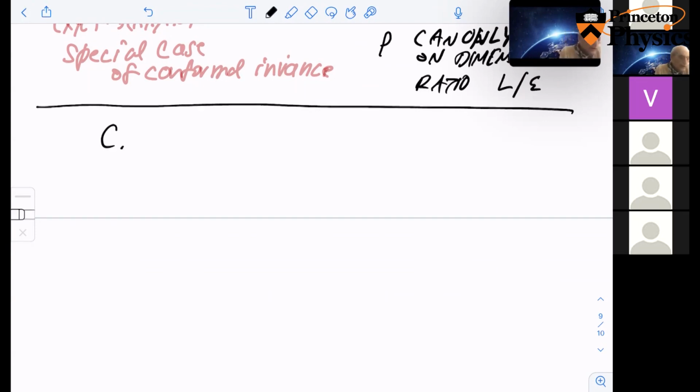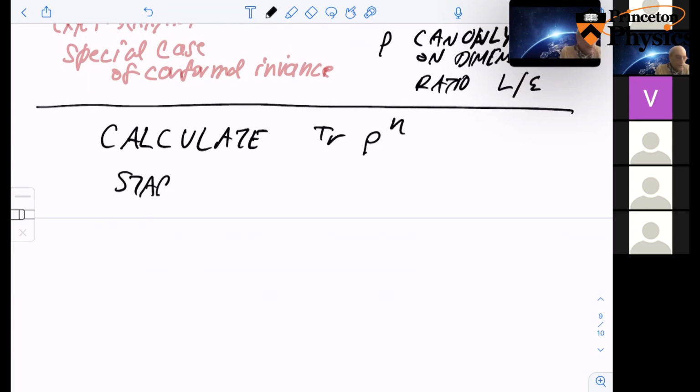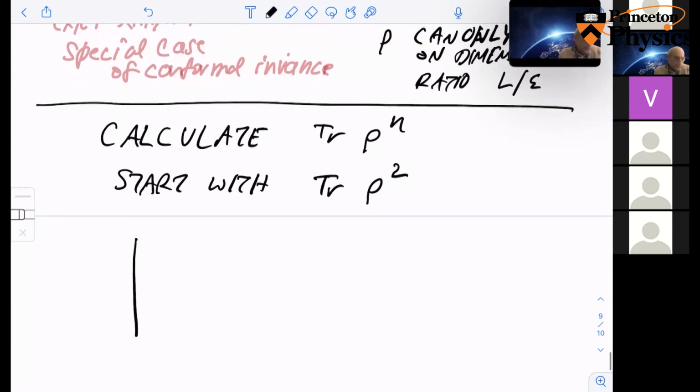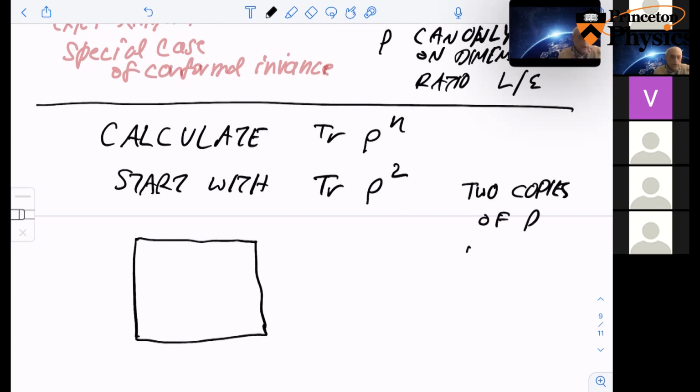So we want to calculate trace rho to the n. Well, let's start with trace rho squared. That will illustrate the idea. So trace rho squared, we need to have 2 copies of rho. Then we multiply them and take a trace. So first, let's start with 2 copies of rho.